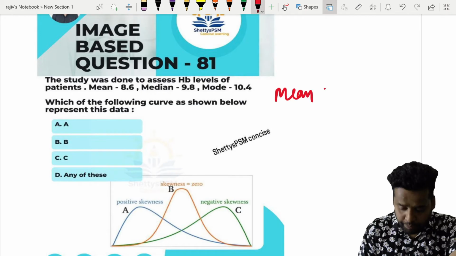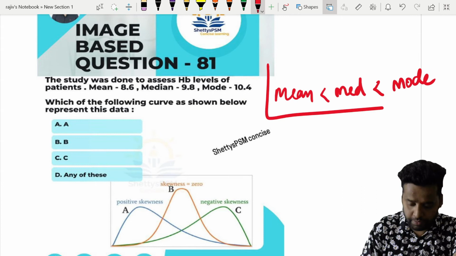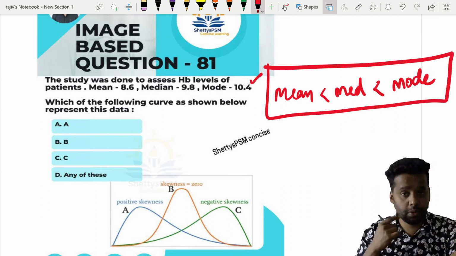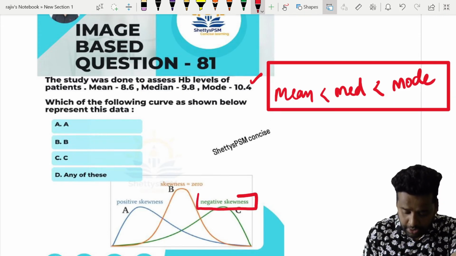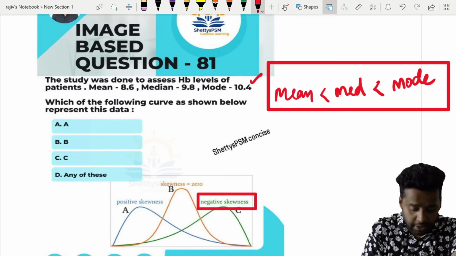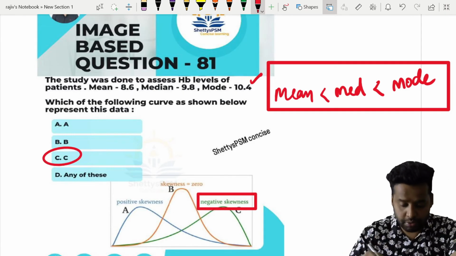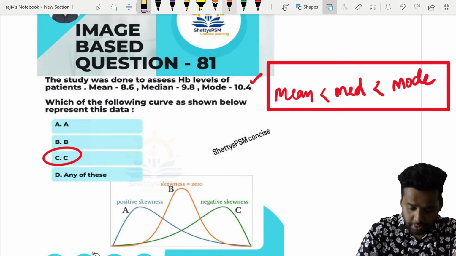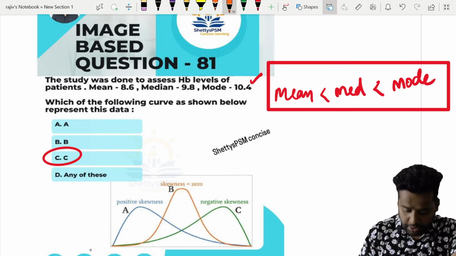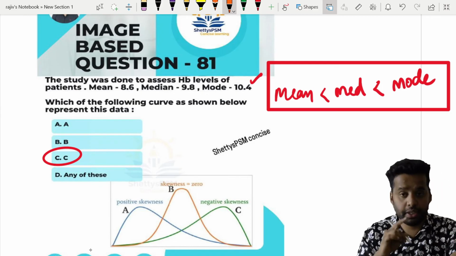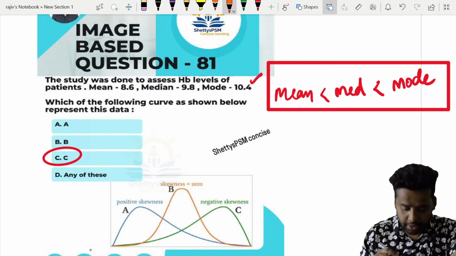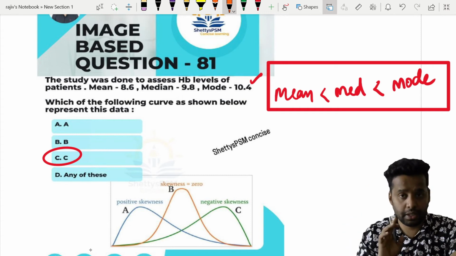If this is the sequence, mean, median, mode, and mode is highest, then the answer is left skewness. That is also called negatively skewed data. For this data, which curve suits? B is normal distribution, C is negatively skewed data, A is positively skewed data, depending on the tailing: towards the left side, negative skewness; towards the right side, positive skewness. Proper symmetrical data is B.